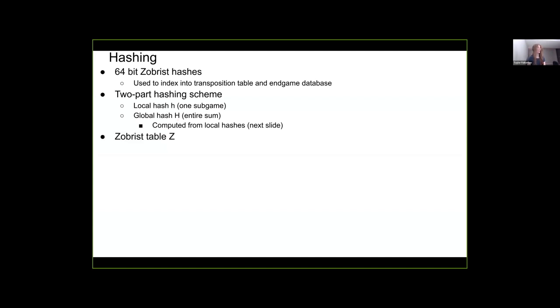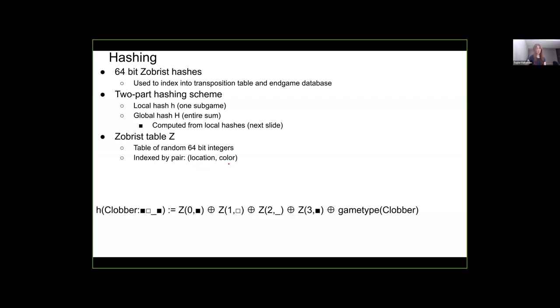As with any Zobrist hashing solution, we have a Zobrist table Z. It has random integers and is indexed by a location color pair. So for example, here is the local hash of this Clobber position. This is the exclusive OR operator, and we're taking the XOR of the Zobrist table lookup at each location and color pair on the board. So here at index 1 is the white stone, corresponding to this. And lastly, there's a special code for the game type, which is Clobber.